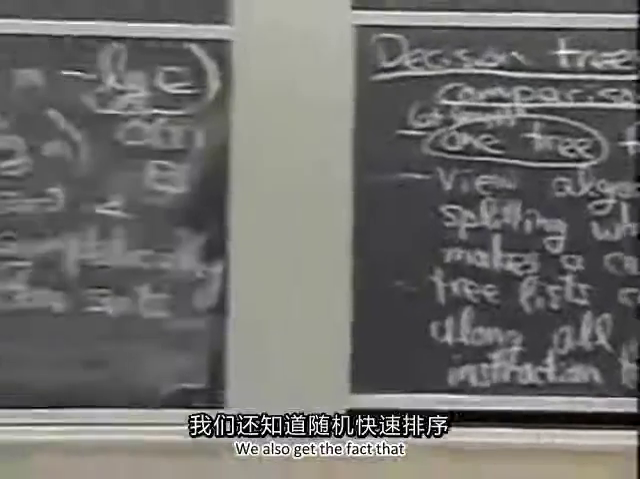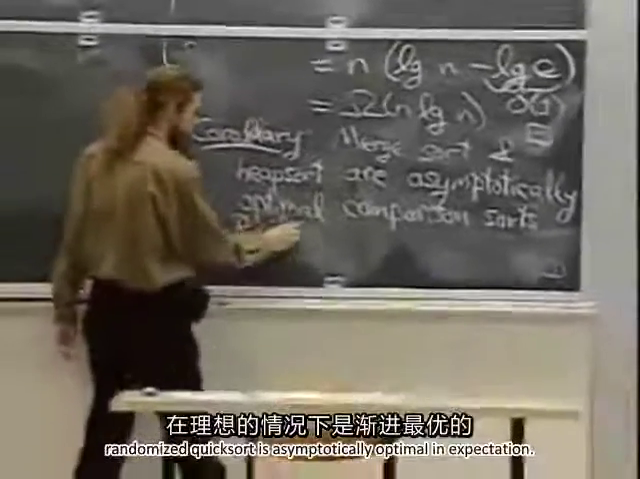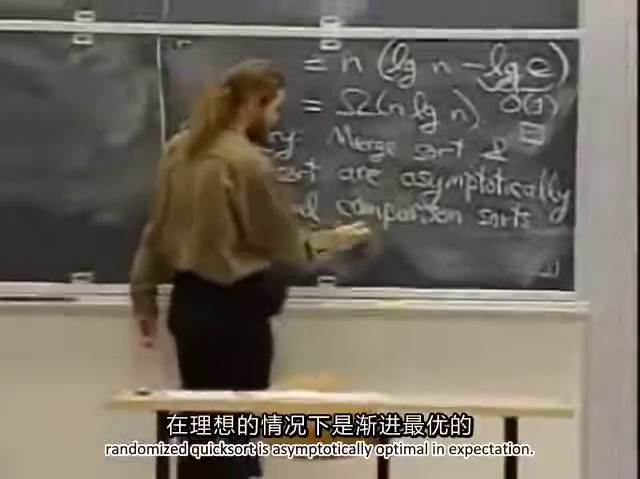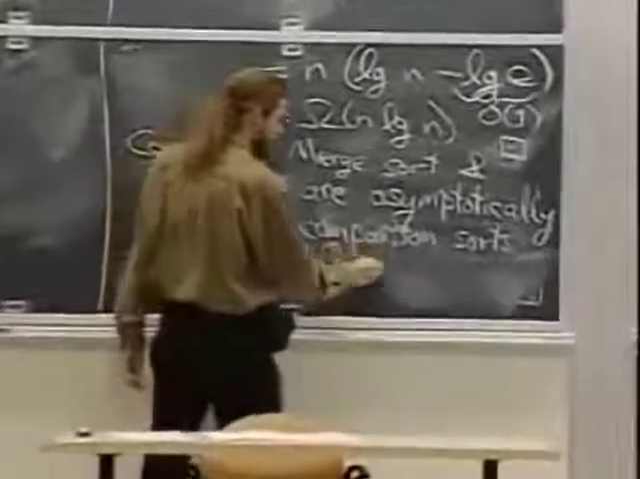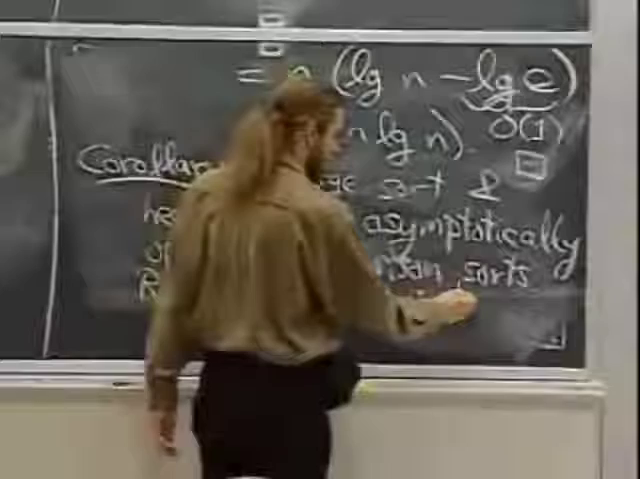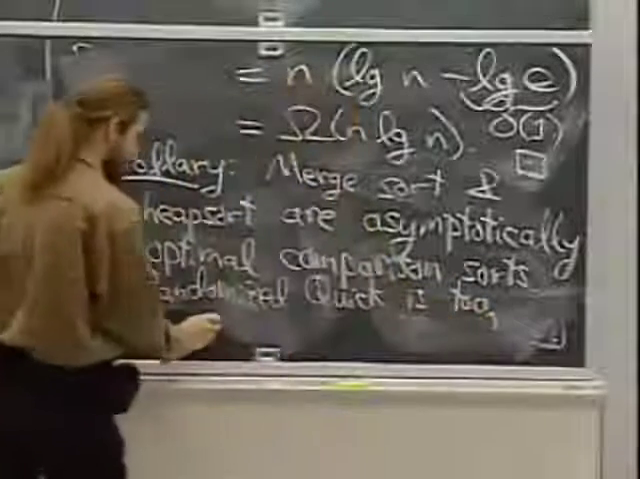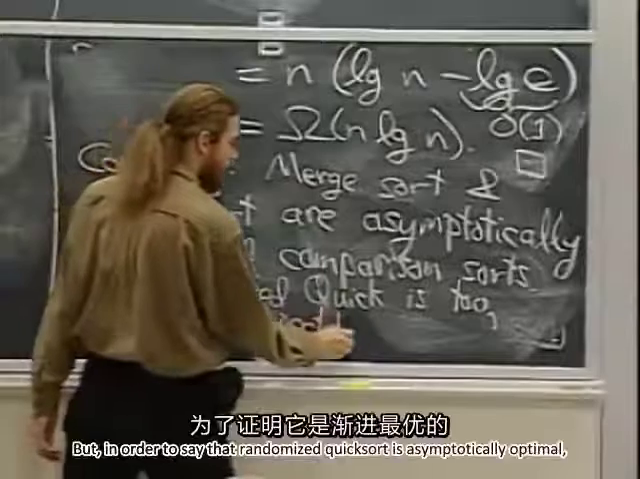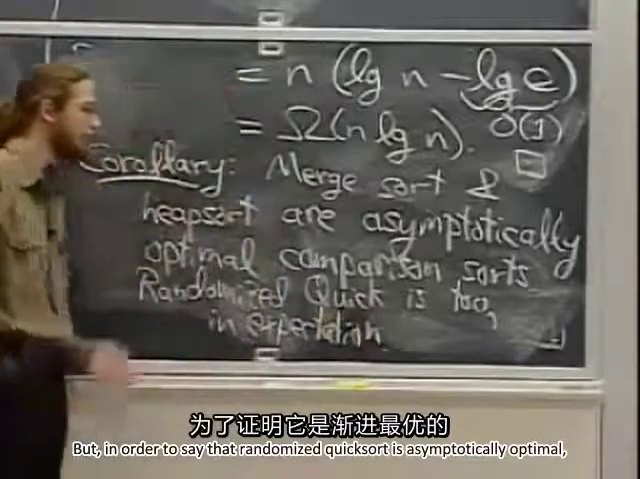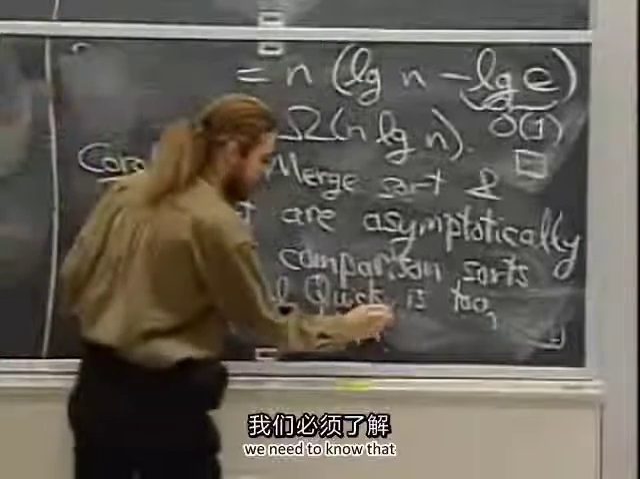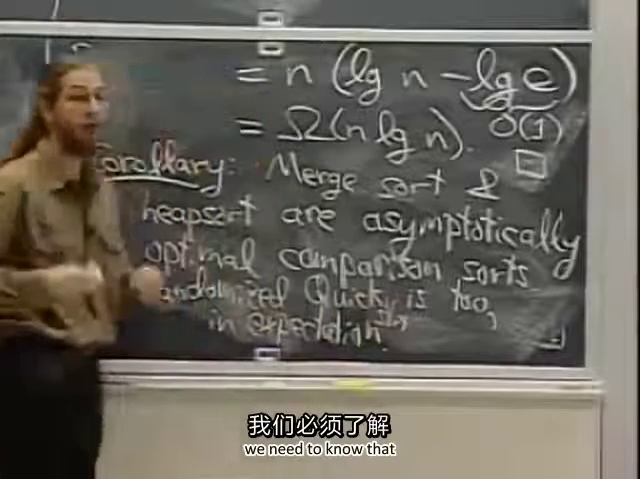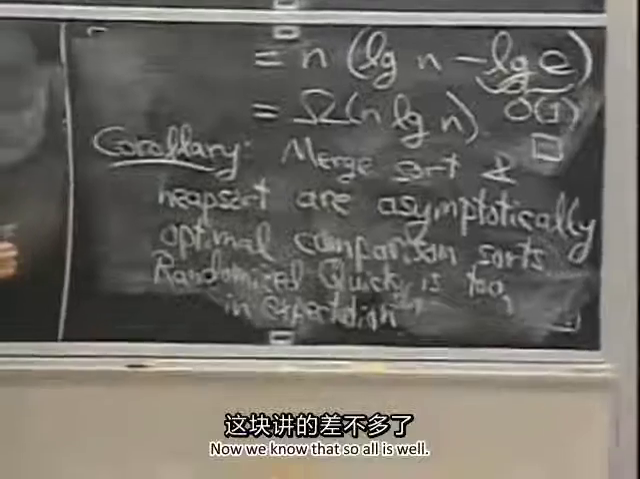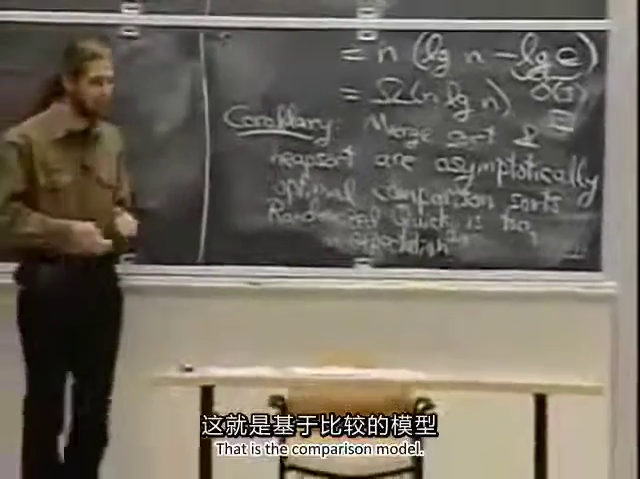So we also get the fact that randomized quicksort is asymptotically optimal in expectation. But in order to say that randomized quicksort is asymptotically optimal, and I forgot the sort here, we need to know that all randomized algorithms require omega n log n comparisons. Now we know that, so all is well. And that's the comparison model.